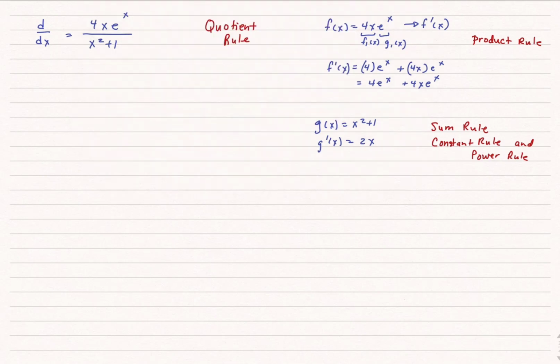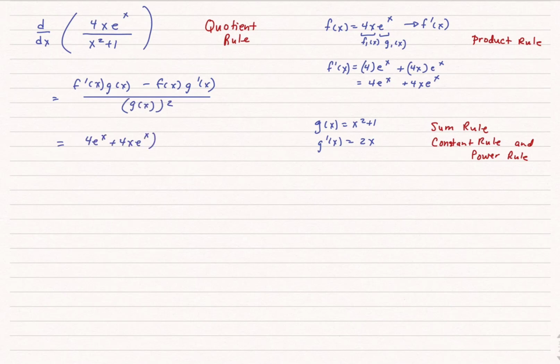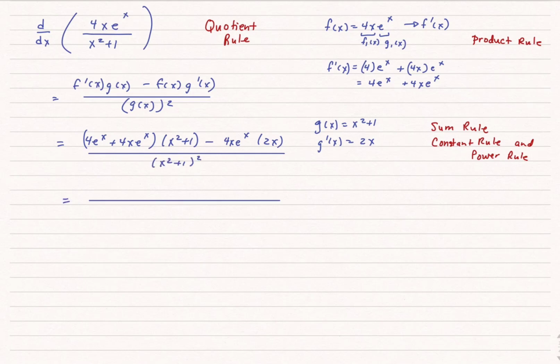And now that derivative, clean up my question there, and now this derivative is simply equal to, I'm going to write it out first, f prime of x times g of x minus f of x times g prime of x divided by g of x squared. So this is (4e to the x plus 4x e to the x) in parentheses times (x squared plus 1) minus f of x times g prime of x. And this will all be divided by g of x squared. And hopefully you'll take my word for it that this works out to be the following. And that's my final answer.